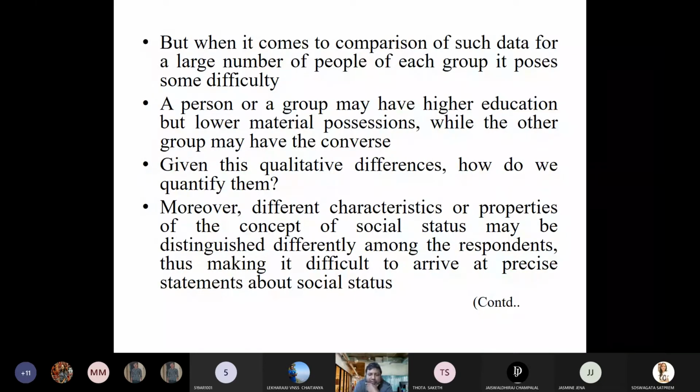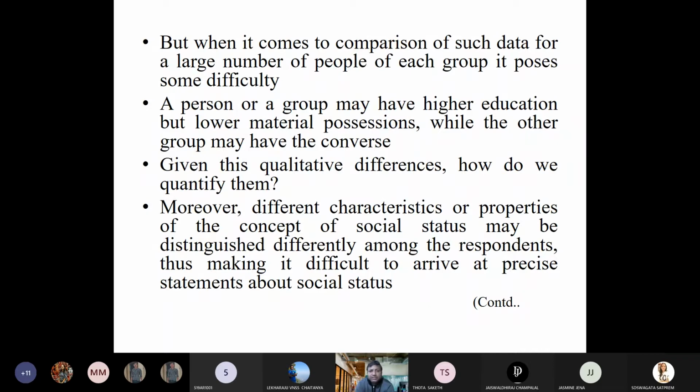Moreover, the different characteristics and properties of the concept of social status may be distinguished differently among the respondents, thus making it difficult to arrive at a precise statement about social status. We have to think about that. We have to adopt some precise techniques, and develop such techniques so that we can really measure the social status of an individual.